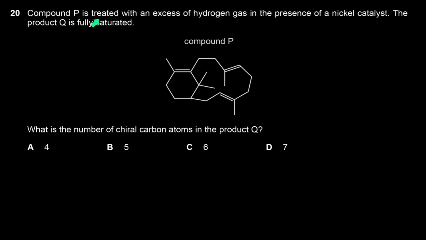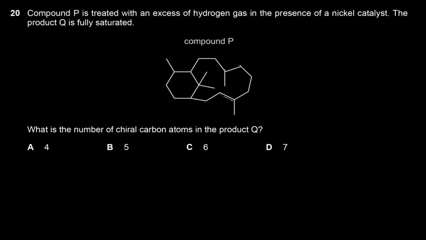Compound P is treated with an excess of hydrogen gas in the presence of a nickel catalyst. The product Q is fully saturated. What is the number of chiral carbon atoms in the product Q? So what we're doing here, since we're reacting this compound with hydrogen gas in the presence of a nickel catalyst, and we're getting a saturated compound, we're simply doing hydrogenation of alkenes, right? So we're basically just adding hydrogen gas to each of the carbon-carbon double bonds. So it leaves us with only single bonds over here.